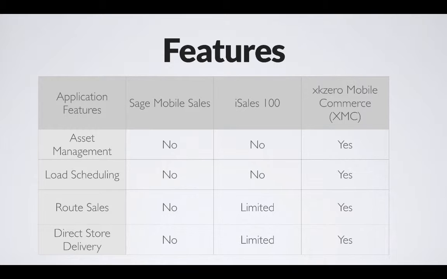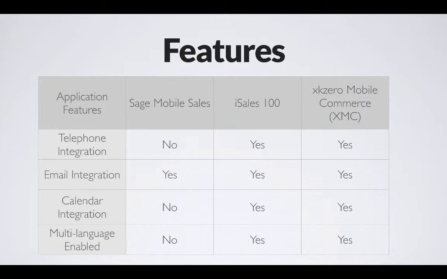XMC does asset management, it does load scheduling, it does route sales, it does direct store delivery. Sage Mobile Sales does not do those things. iSales does not do either of the first two, but they do some limited route sales and some limited direct store delivery. Sage Mobile Sales is currently, I think that's changing pretty quickly here for iPhone, but I believe that currently the Sage Mobile Sales is only a tablet solution, so there's no integration with the phone. iSales and XMC have that.